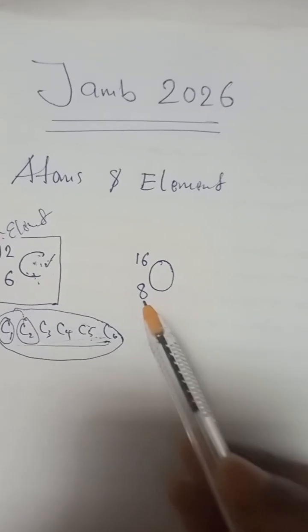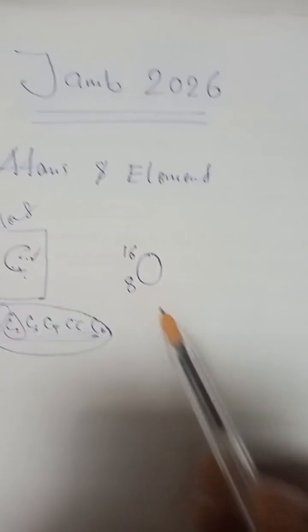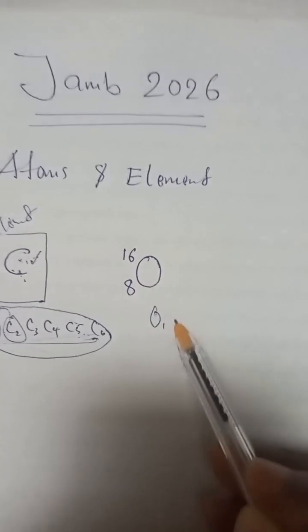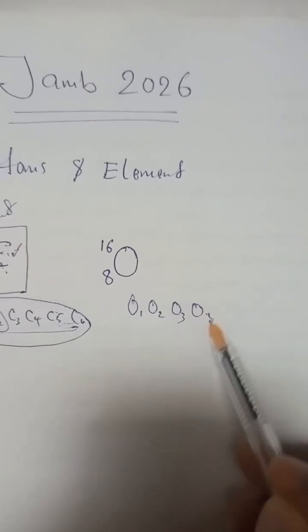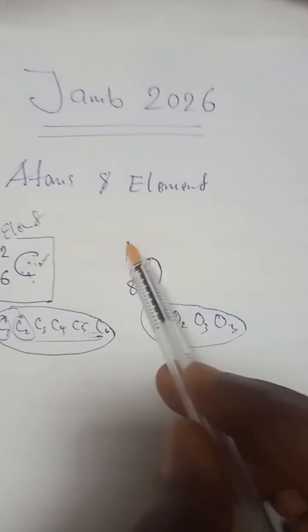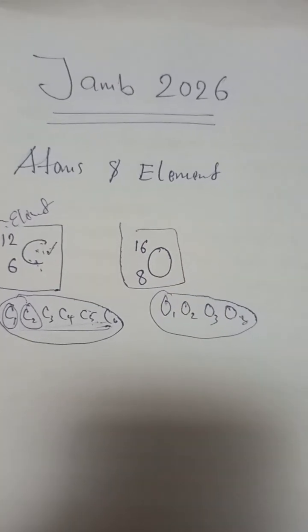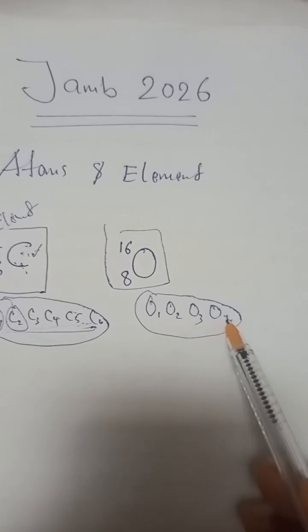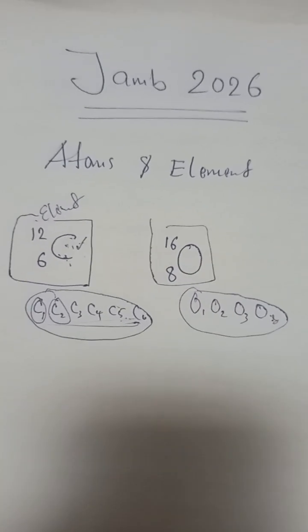Look at oxygen. We have 8 atoms of oxygen to form one element of oxygen. That means we have oxygen 1, oxygen 2, oxygen 3, oxygen 4, up to oxygen 8. 8 atoms of oxygen form one element of oxygen. I hope this concept is clear.